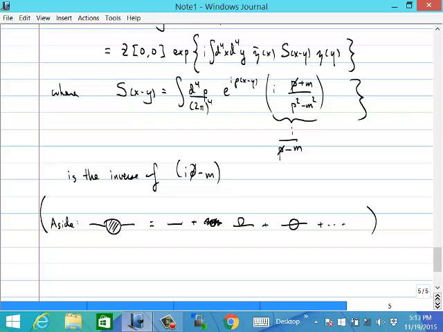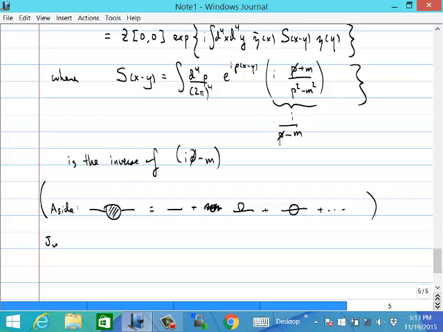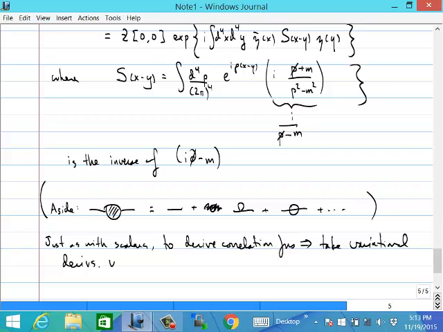Other questions? Okay. So that's what the generating function is. And the point is that just as with the bosonic scalar field, to get the correlation functions, what we need to do is take variational derivatives with respect to these sources that we called eta.